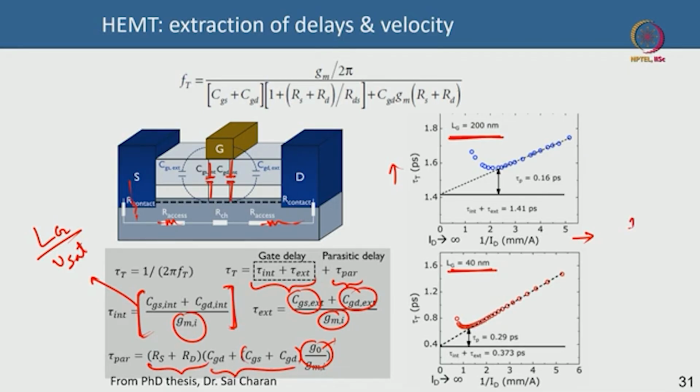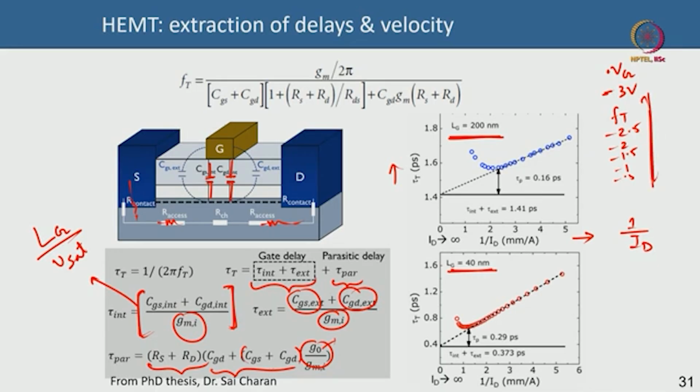X axis is 1 by the drain current, very interesting. So, essentially you bias the device at different gate voltage. Suppose your pinch off voltage is minus 3 volt, at minus 3 volt your device becomes off. So, you measure the FT of the device at say minus 2.5 volt, minus 2 volt, minus 1.5 volt, minus 1 volt, minus 0.5 volt, etc. You can have even more finer spacing, minus 2.4, minus 2.3, minus 2.2, etc., minus 1.2, minus 1.1, etc. You can have 10 different points.